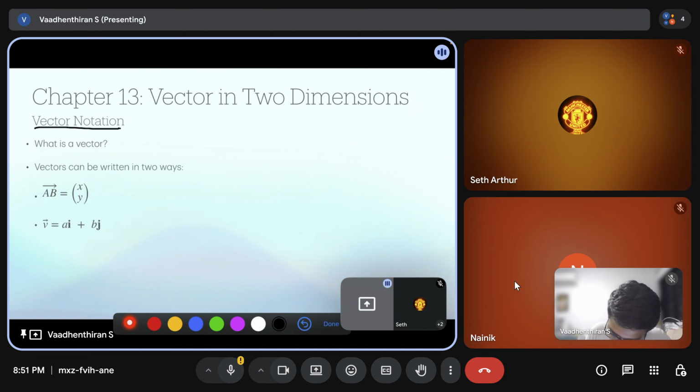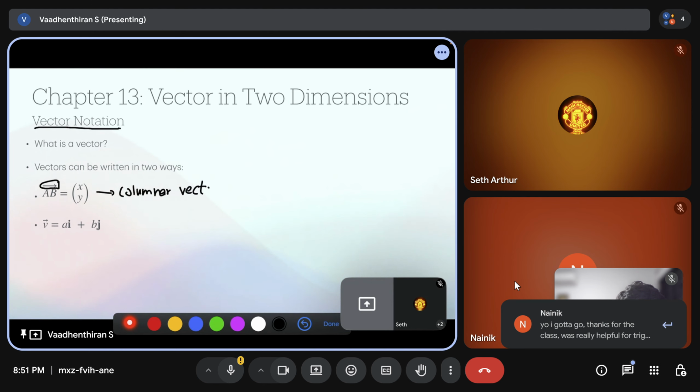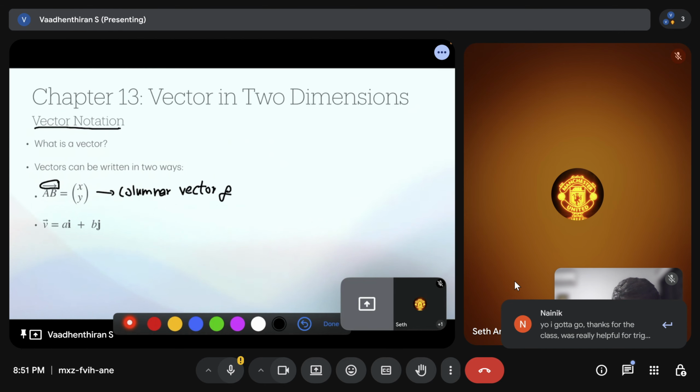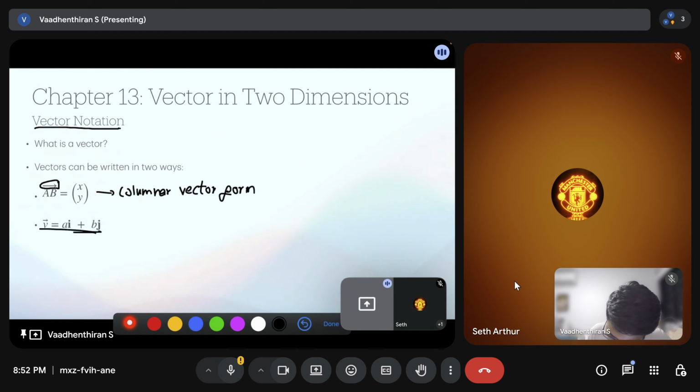So A, B with an up arrow. This up arrow shows it is a vector, and this is the columnar vector form. And this is the other type, the algebraic form.